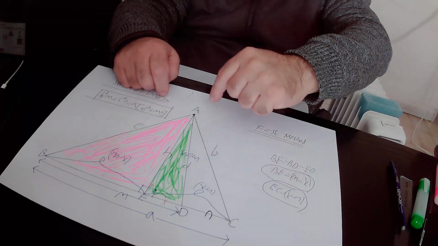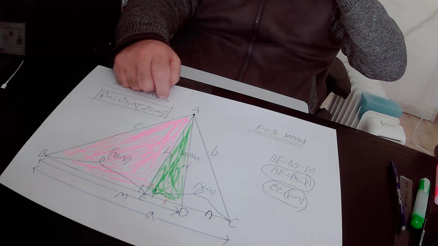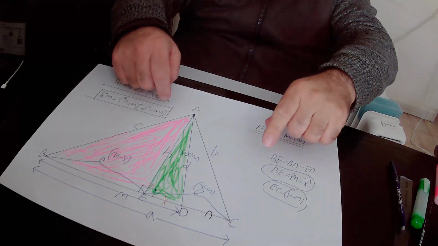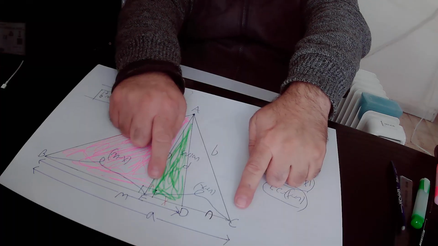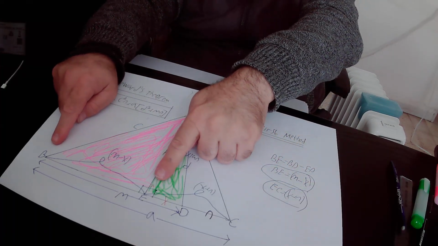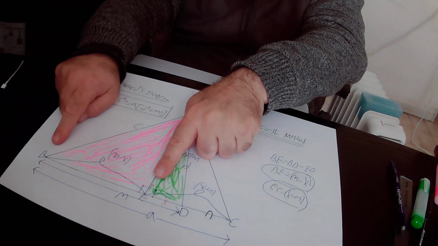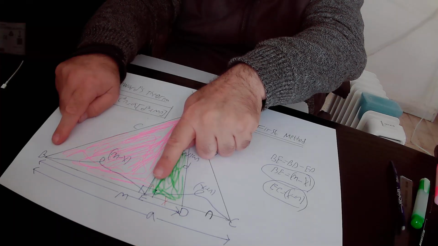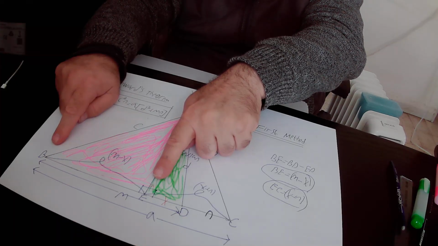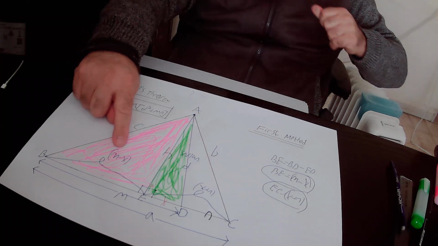And we define side line segment AE as h. Here line segment EC equals X plus N, and line segment BE equals BD minus ED. BD is M, ED is X, so in total BE equals M minus X.